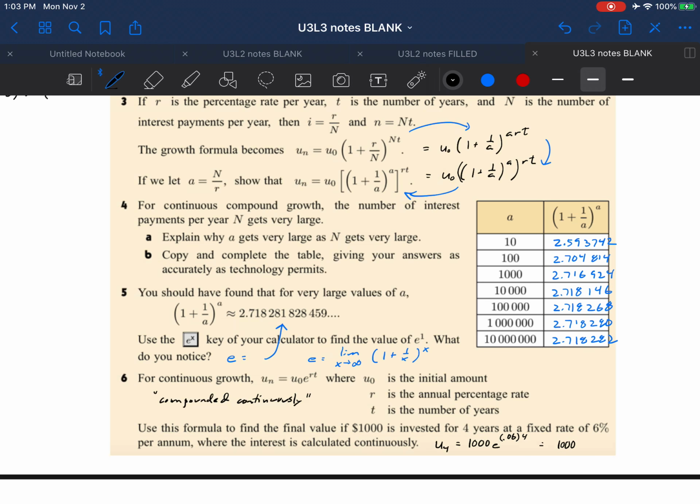So this is the same thing as 1,000 e to the 0.24, and if you run that on the calculator, 1,000 e^0.24 is 1271.25.